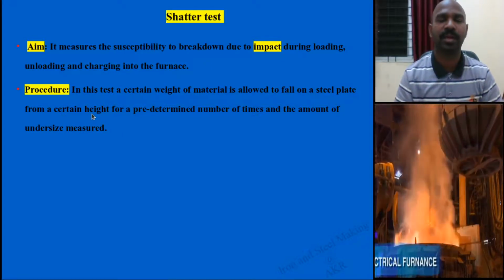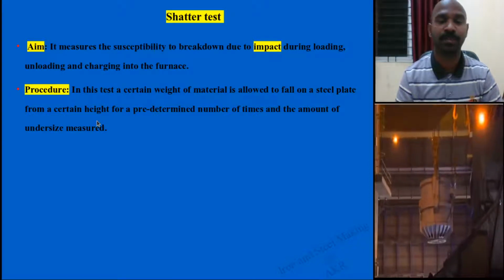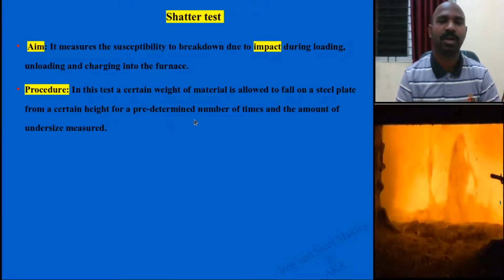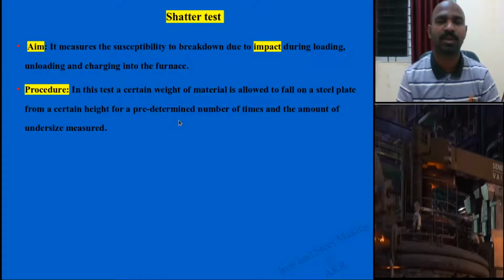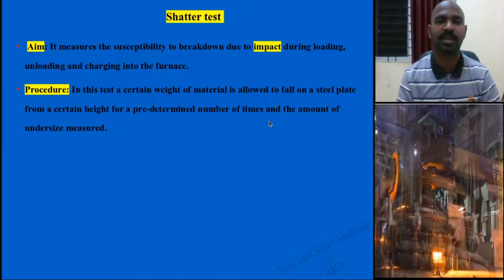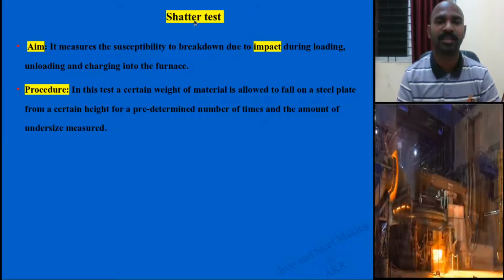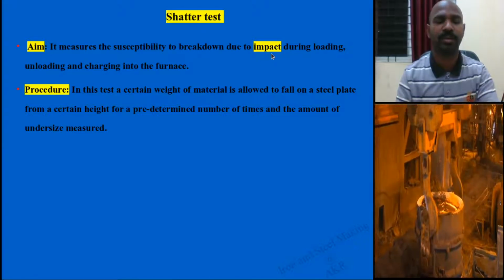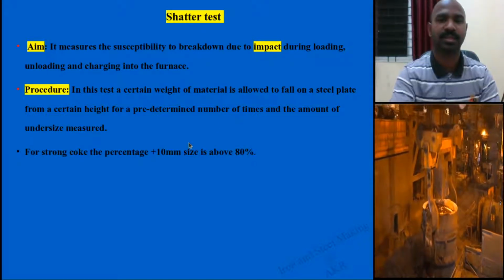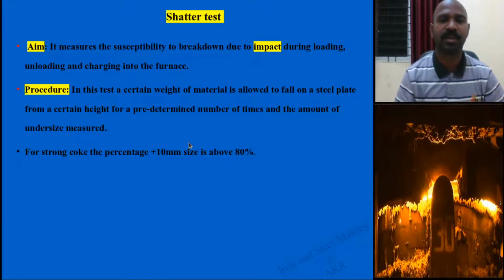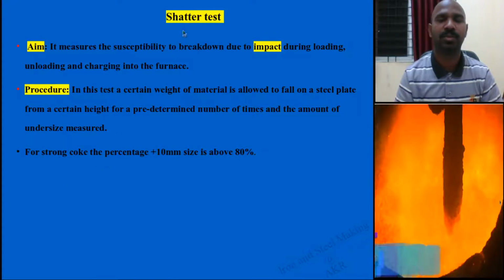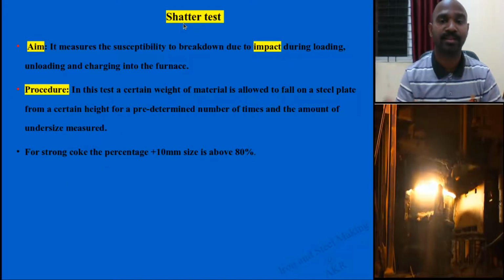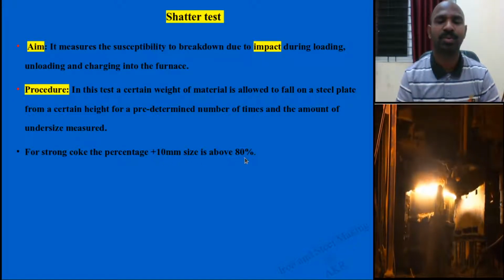It could be 1 meter, or it could be 10 meters. With a predetermined standard height and standard weight, repeated a number of times, you calculate the shatter test resistance due to the impact load. Normally, from industrial experience, the strong coke's resistance to impact load in the shatter test for plus 10 mm size is about 80%.